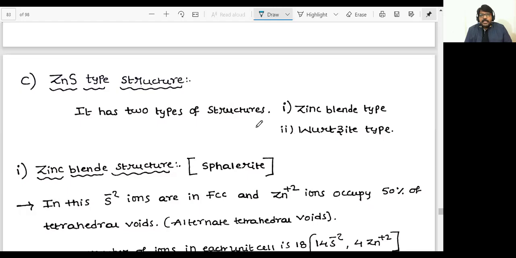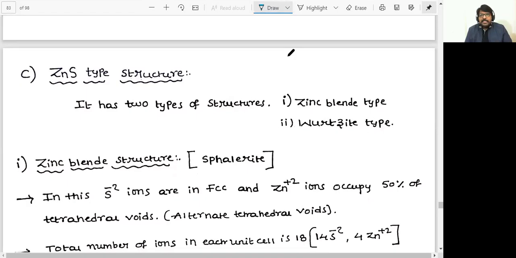Here, if you see, ZnS has two types of structures. One is a zinc blende type, which is also known as sphalerite, and another one is a wurtzite type. The other name of zinc blende is sphalerite.